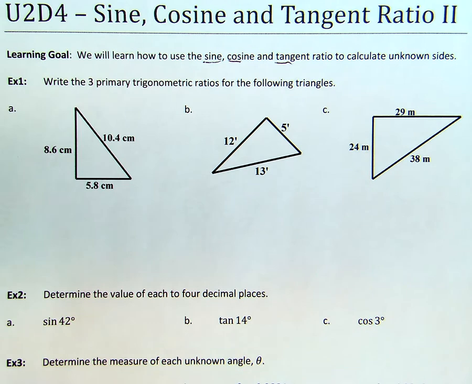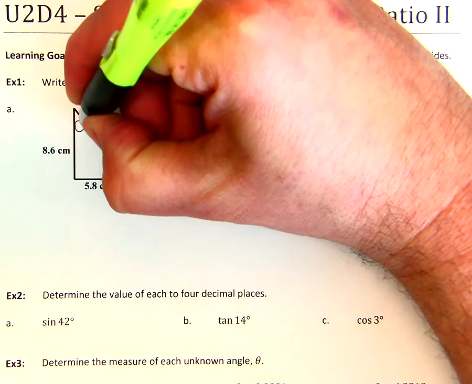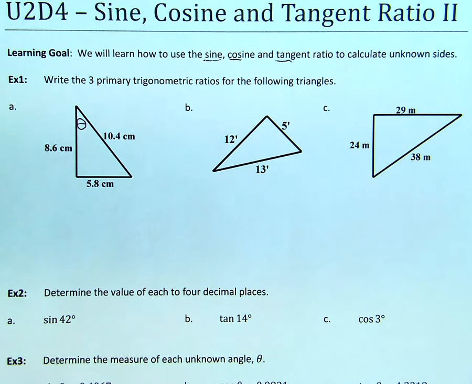So the first thing we're going to have to do is write the three primary trig ratios for each of the following. What we talked about the other day was the three primary trig ratios are sine, cos, and tan. They're on the chart paper at the back, and we're going to write a ratio for each one. For the first one, it doesn't say show where the theta is, so I'm going to put theta right there. So that's our reference.